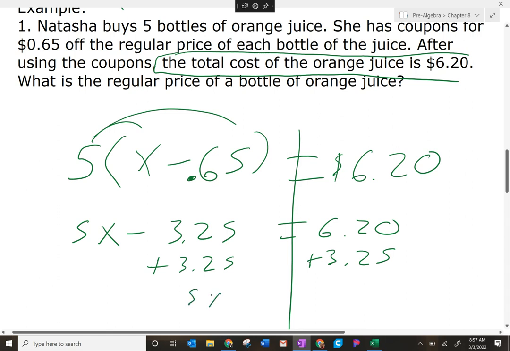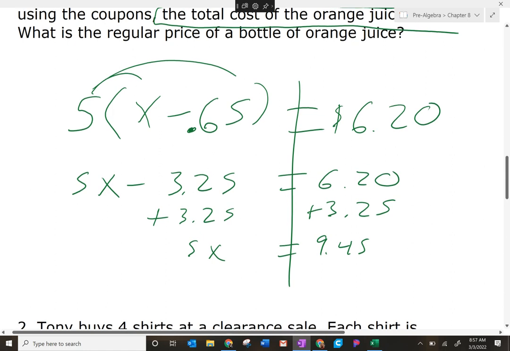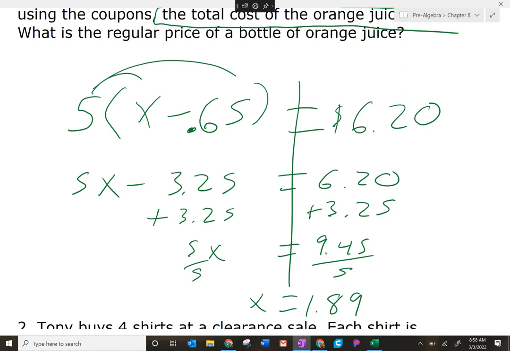So I get 5x equals 9.45. Very last step. Noah? Divide by 5 on each side. Awesome. I get x equals 1.89. Each bottle of juice for the regular price was $1.89 each. How you feeling? Thumbs up, thumbs down, thumbs in the middle.